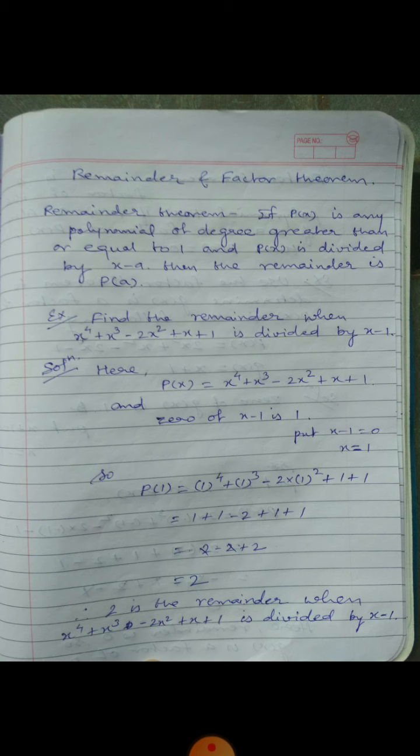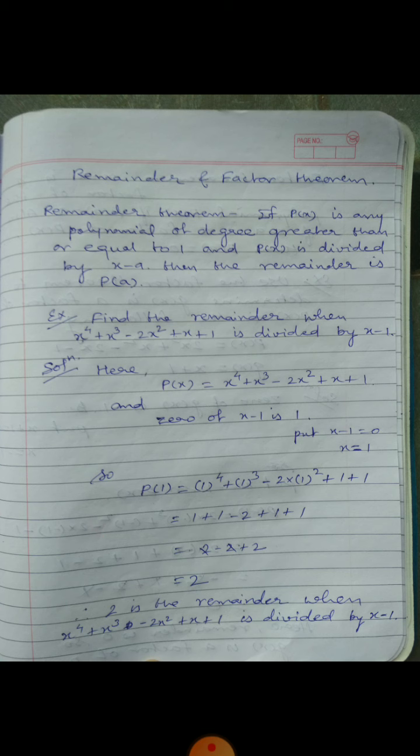If p(x) is any polynomial of degree greater than or equal to 1, and p(x) is divided by x minus a, then the remainder is p(a). This is for finding the remainder when any polynomial is divided by the linear polynomial x minus a. Here p(x) is any polynomial divided by x minus a, and we find the remainder by a particular method: put the value of x in p(x).